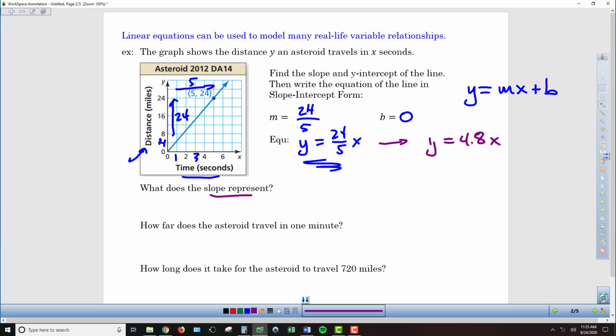So what does that slope represent? Well, remember, to get that 4.8, to get that 24/5, we are taking the y movement, which was measured in miles, and dividing it by the horizontal movement, which is keeping track of seconds. And so really what the slope represents is the number of miles per second that our asteroid travels.